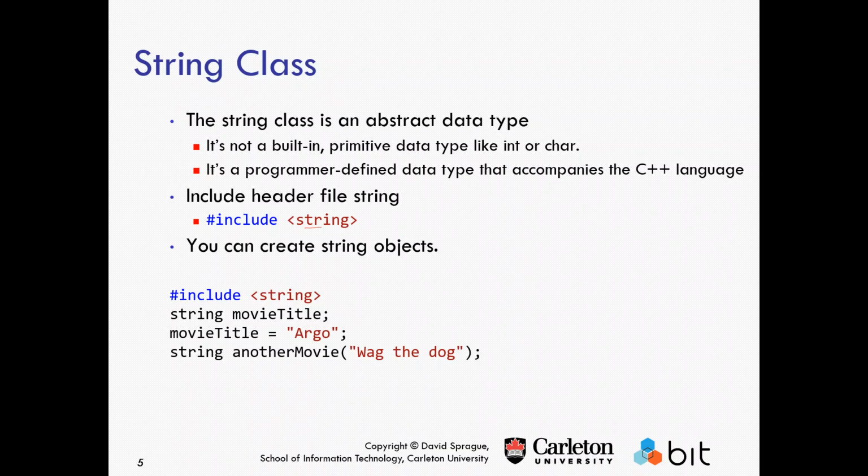So I'm making a string object here called movie title. The movie title is going to be Argo. I can also implement it this way. Another movie, Wag the Dog. Yes, this example is from well before. There's no point changing the titles for these things, but these are older examples compared to more modern movies. I think this is actually from the textbook originally. But they're two ways of making a string object.